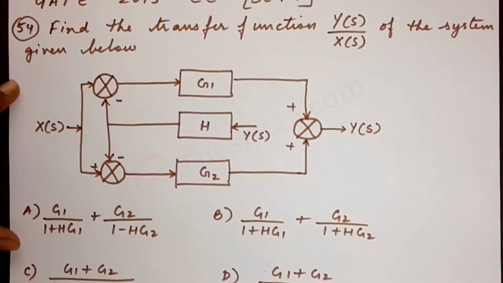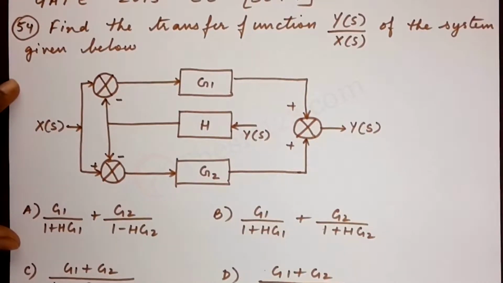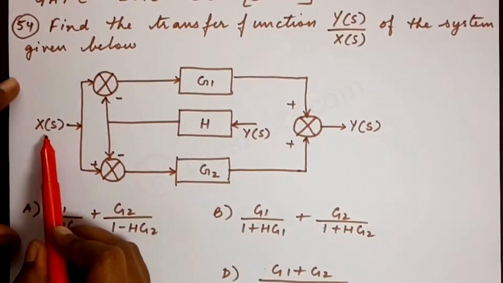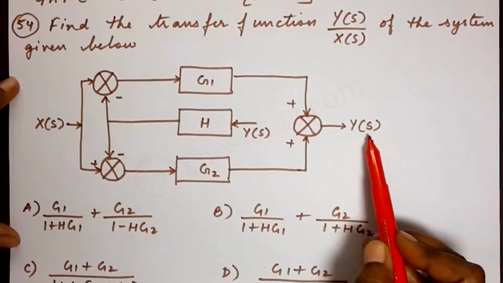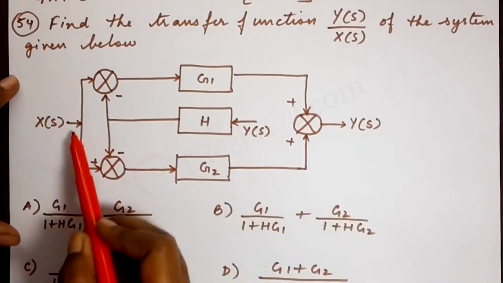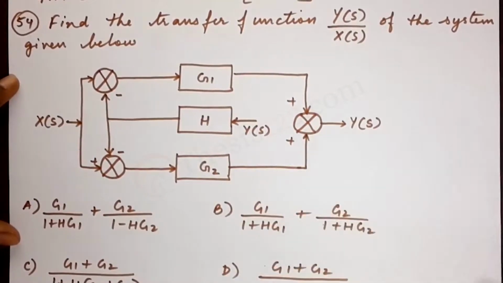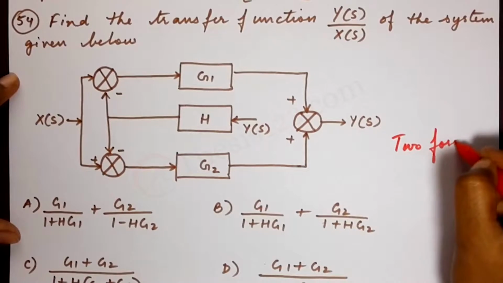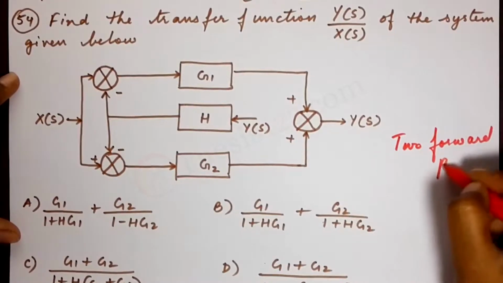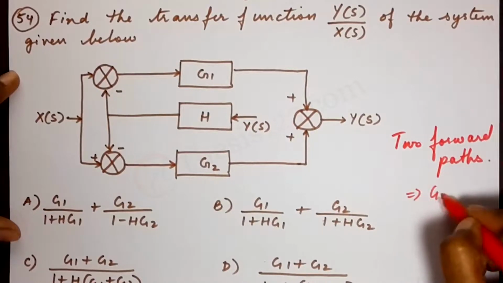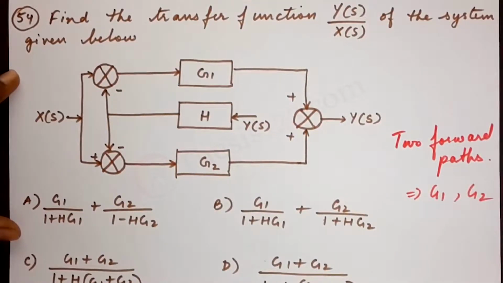So the first thing we have to do is to see how many forward paths we have from the input X(s) to the output Y(s). Here you will notice that we have one forward path and we have another forward path. So altogether we have two forward paths, and the gains are G1 and G2.